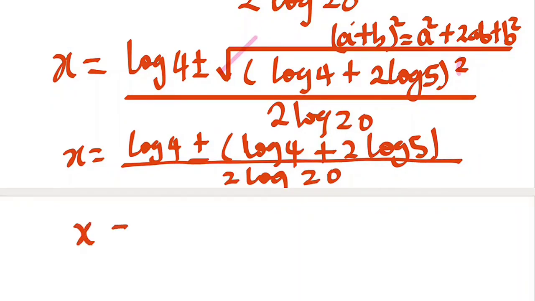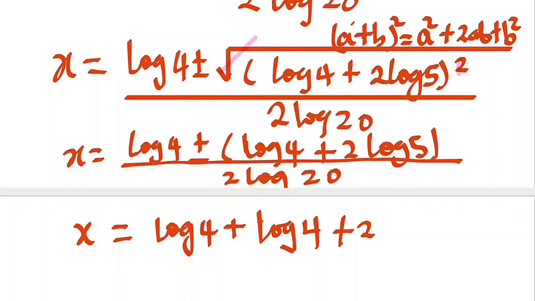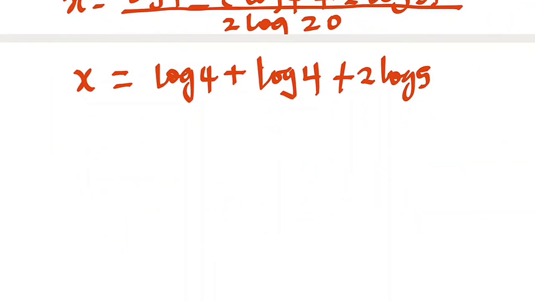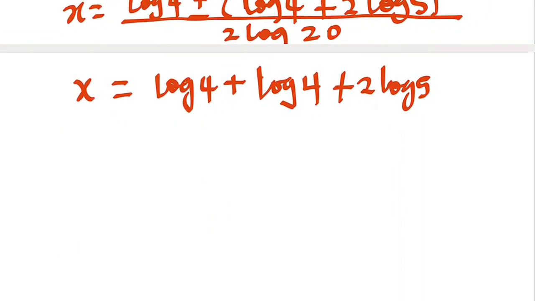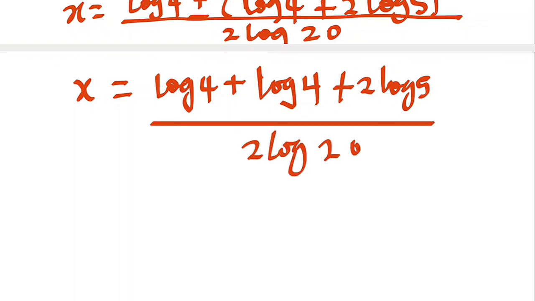X equals what? Log 4 plus, taking plus first, the plus is going to multiply, that's in positive sign, we multiply everything. We have log 4 plus 2 log 5, divided by 2 log 20. That is what? That is case 1.